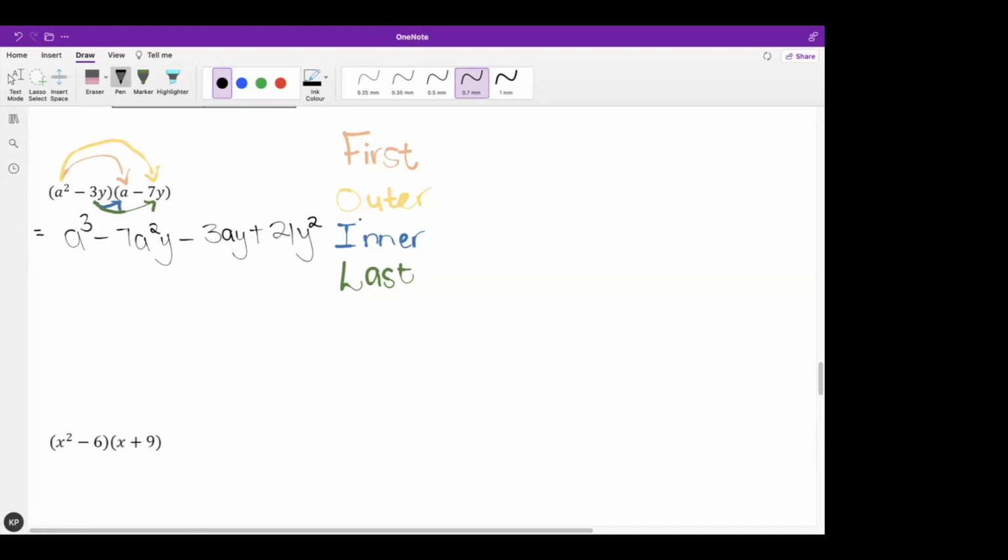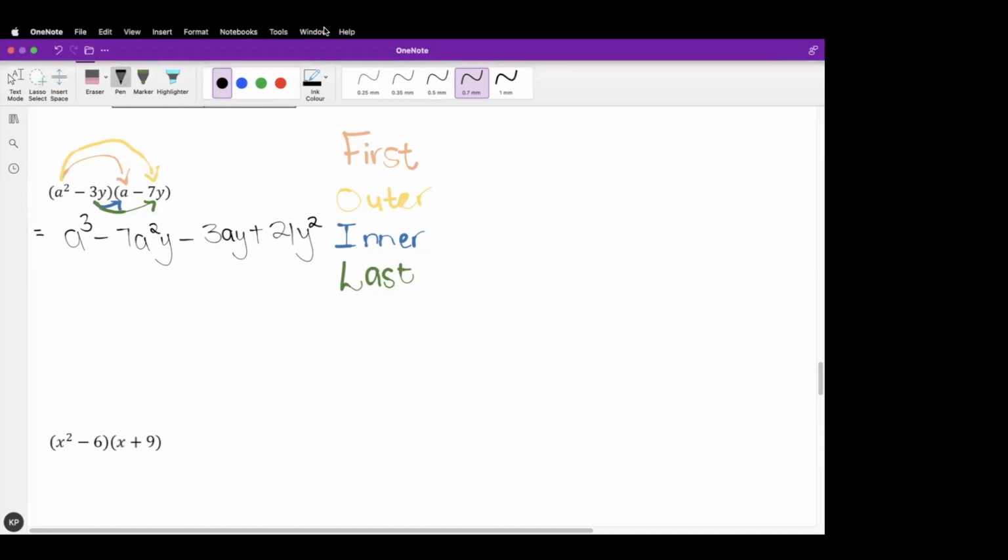Are we done with this question? Look carefully. Do you think we're done with this question, guys? Do we have any like terms here? Exactly, Logan. There are no like terms. So yes, indeed, we are done with this one. Not all of them will be able to simplify, but you must always check whether you can simplify or not. Always check.